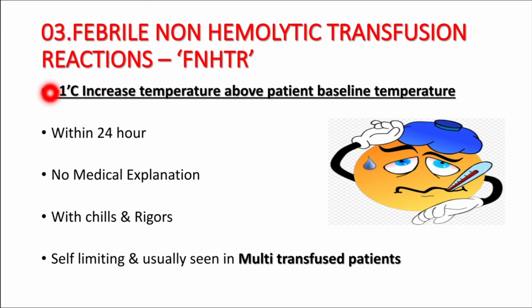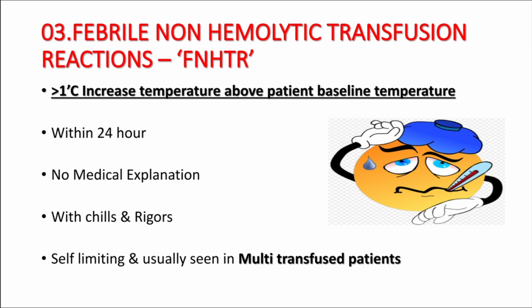So here you will have the fever. Fever means you will have the greater than 1 degree increase of your temperature above the baseline temperature, right? You will have the 99-degree fever mainly, 99 or 100 degree. And it will occur within 24 hours. It is an immediate reaction. You will have the chills and rigor as well. And there will be no complete medical explanation for development of such FNHDR. And usually it's self-limiting, right? You don't need to worry if only fever is there.